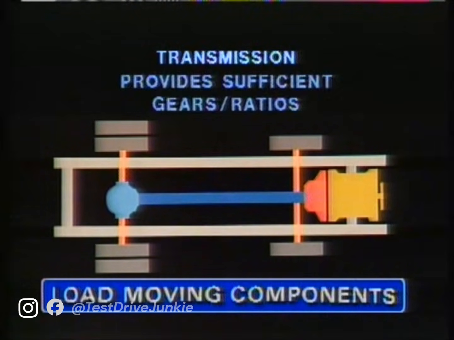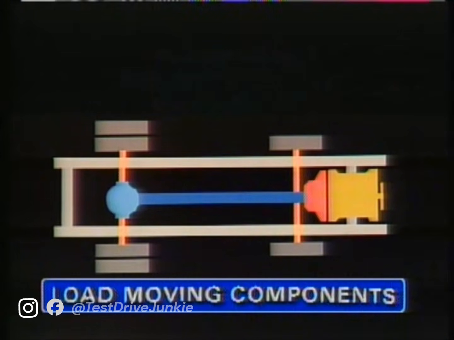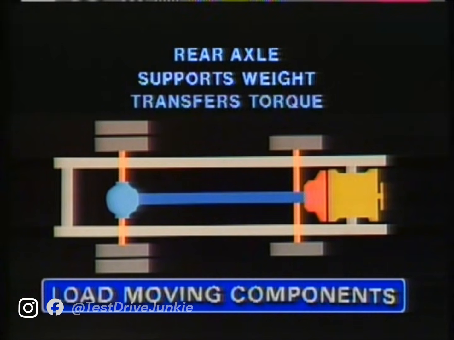The transmission must provide a sufficient number of gears and ratios to move the load from standing start to the desired speed with efficiency. The final link of the drivetrain is the rear axle, which besides supporting the weight, also transfers engine torque and rotary motion from the propeller or drive shaft to the rear wheels. The truck data book can help you select the rear axle with the right weight rating and ratio for the specific application.